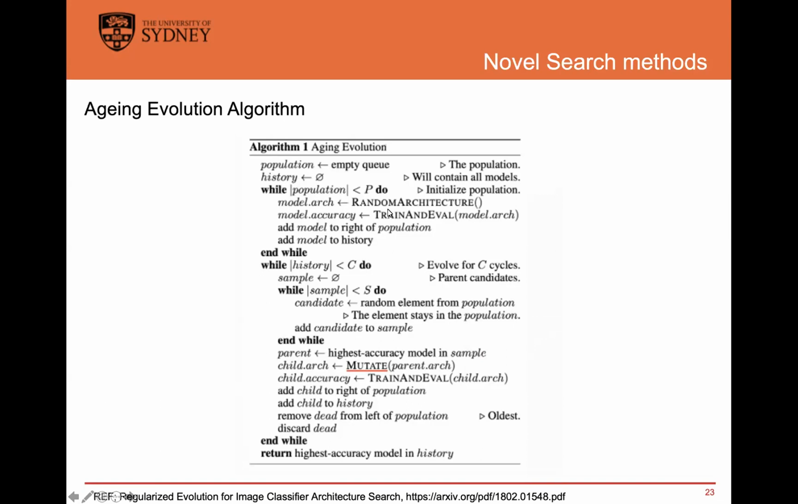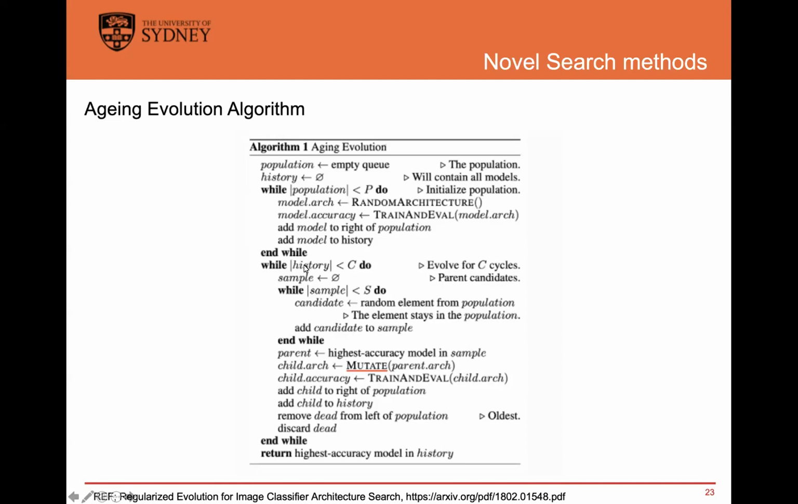So then you do a random search in your architecture. That's just randomly initializing one architecture, and then you will train and evaluate that. You will add your model to the right of your population, and then add the model to your history. And history is basically how many evolutions you want to do. So if you have history as 100, you will generate 90 generations, because what happens is you have a population of 10.